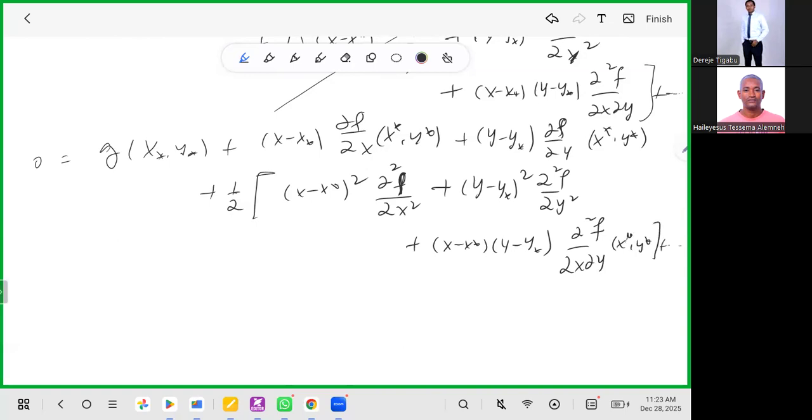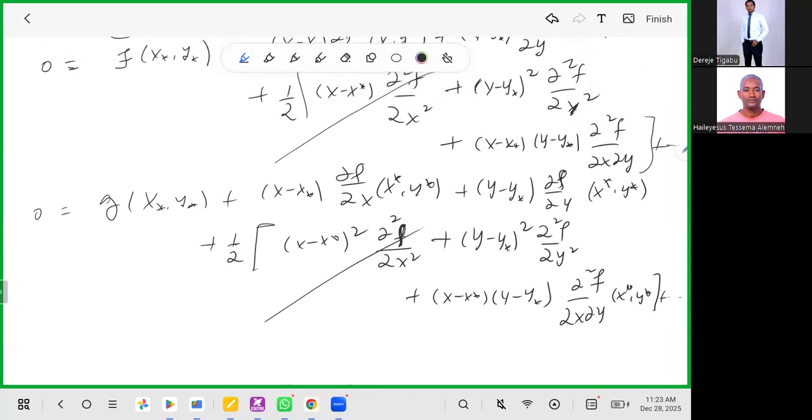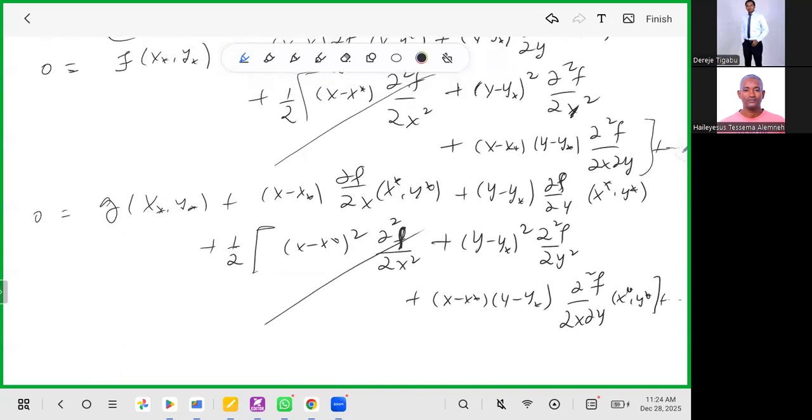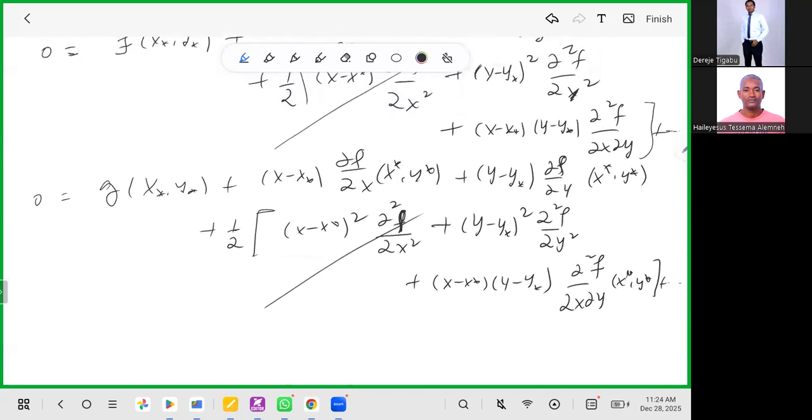But we leave out the second-order partial derivatives with respect to x and y, because x minus x star is significantly small, because x is approaching the x star, the equilibrium point. We are taking every point near the equilibrium point. So what's left is here.